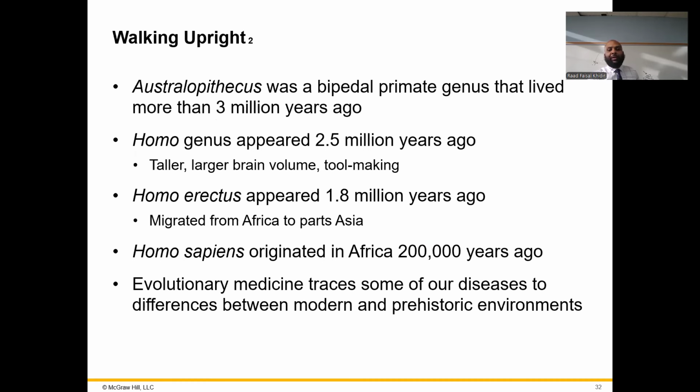So bipedal primates appeared, and then taller stature, larger brain volume, and tool making generations appeared. Then after them, there was a migration to Africa, and that just shows you that evolutionary medicine traces some of our diseases to differences between modern and prehistoric environments.